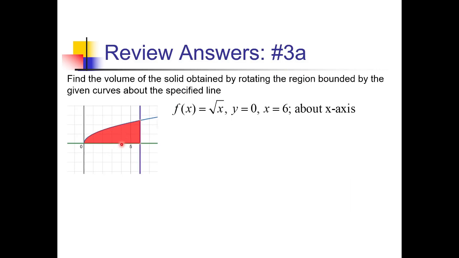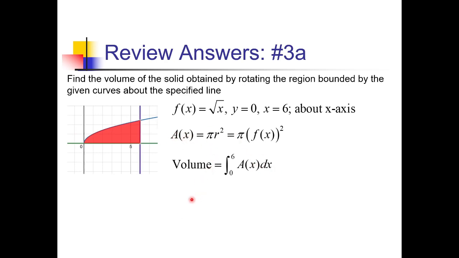Because my bounded area is flush with this axis of revolution, that means I can use washers, or not washers, disks. I can use disks, pancakes, for my area formula. So I'm going to write A of x equals pi r squared, and then my radius is just the distance from the axis of revolution to the outer part of the bounded region here, which is just the f of x function. So this is just pi times f of x squared. So I'm going to take that area function and integrate it over the interval from 0 to 6. So 0 to 6, A of x dx, which I've already written out.